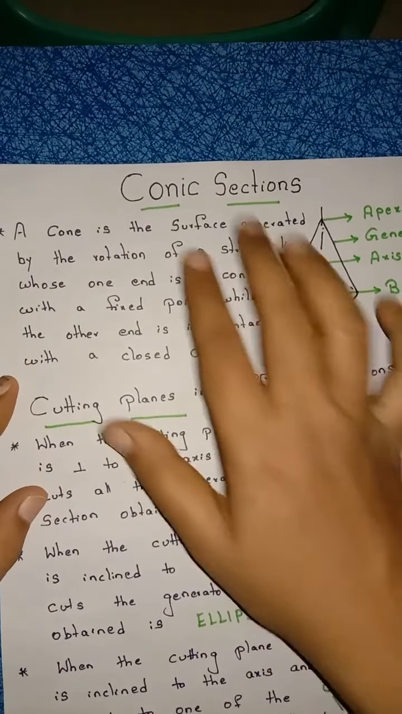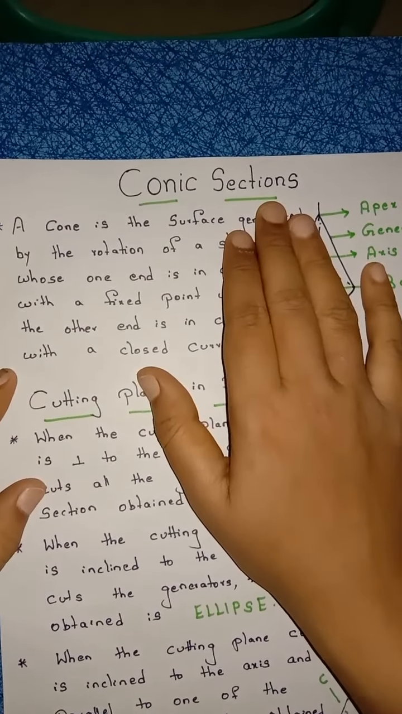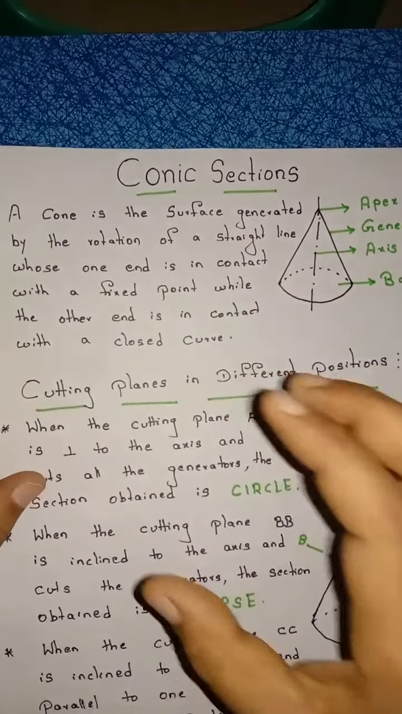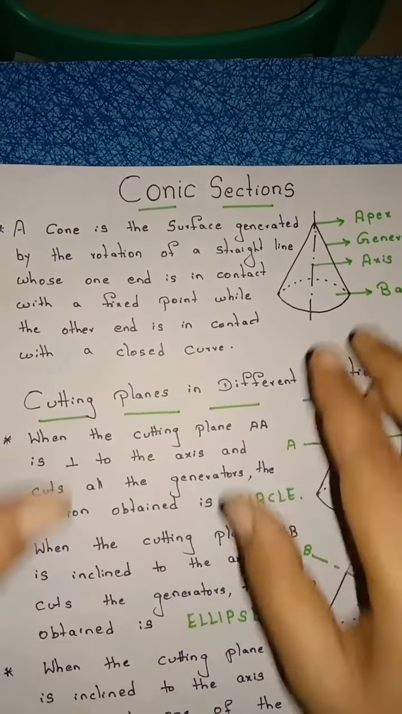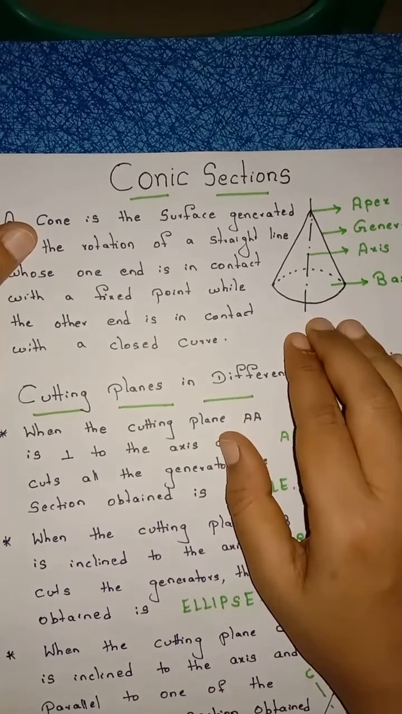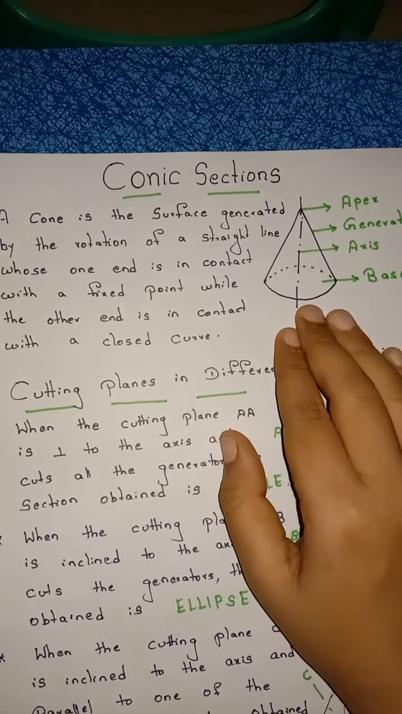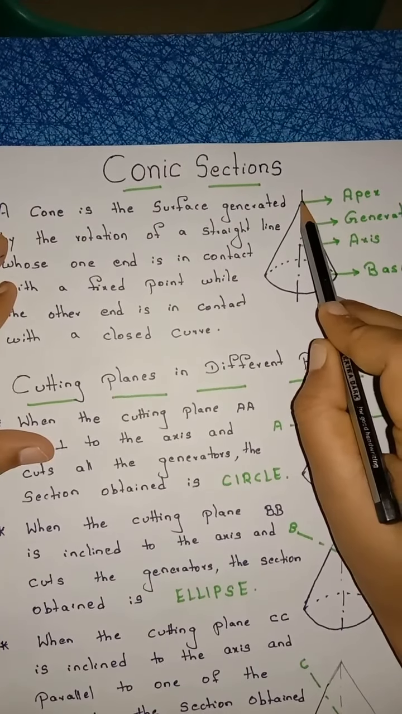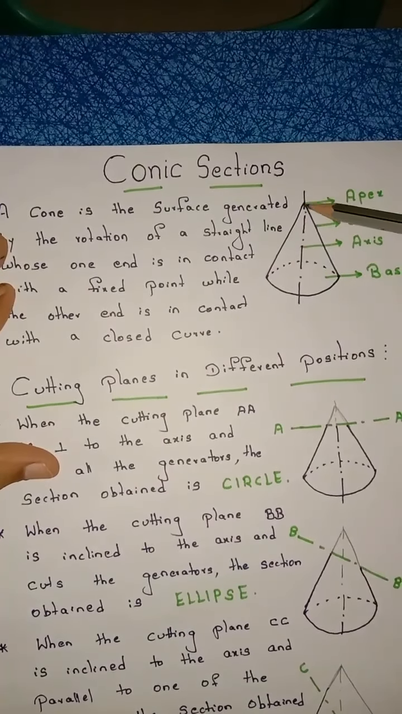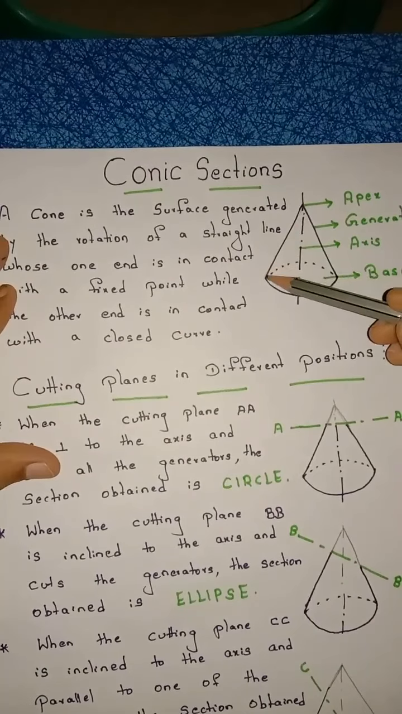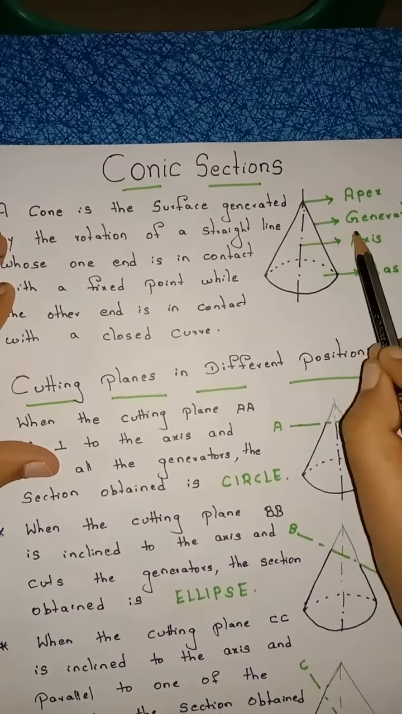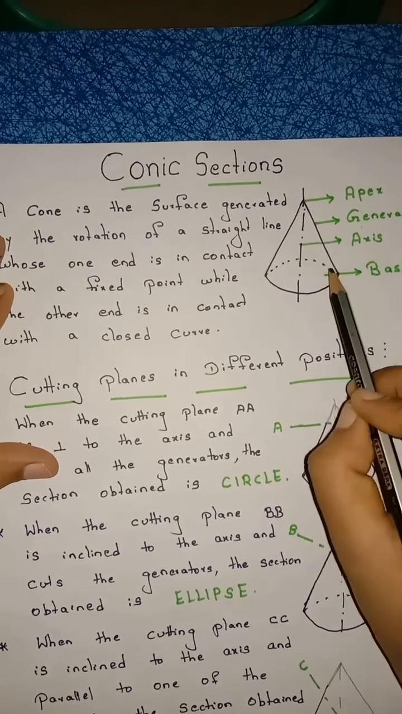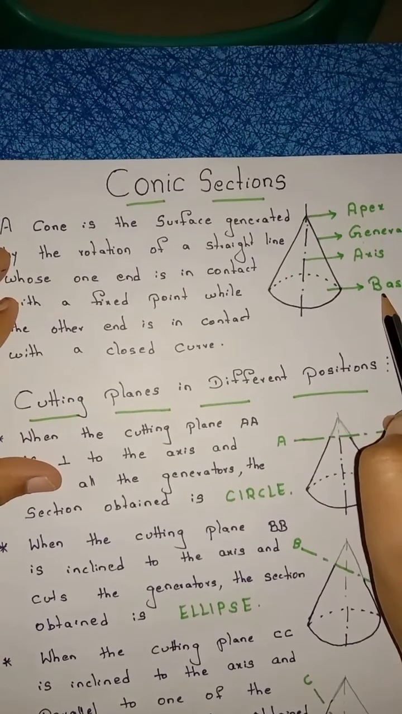First topic in unit 1 is conic sections. So conic sections means we are going to learn about the cone, right? You know the shape of the cone will be like this. Please remember all these terms. This is the apex, and these slant edges we will call generators, and the dash-dot line is called the axis line, and the bottom one is the base.